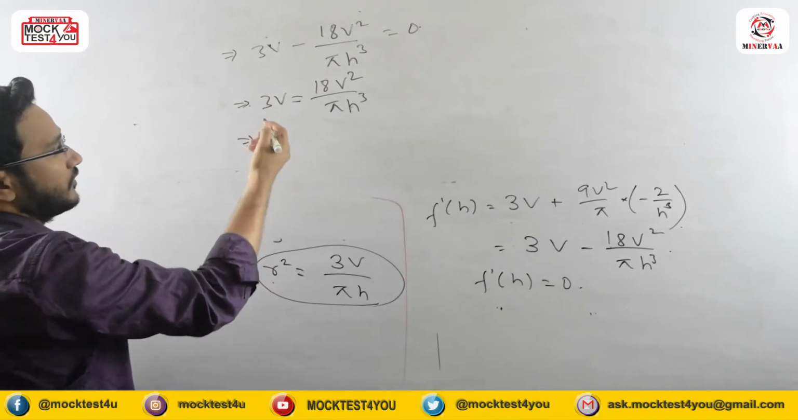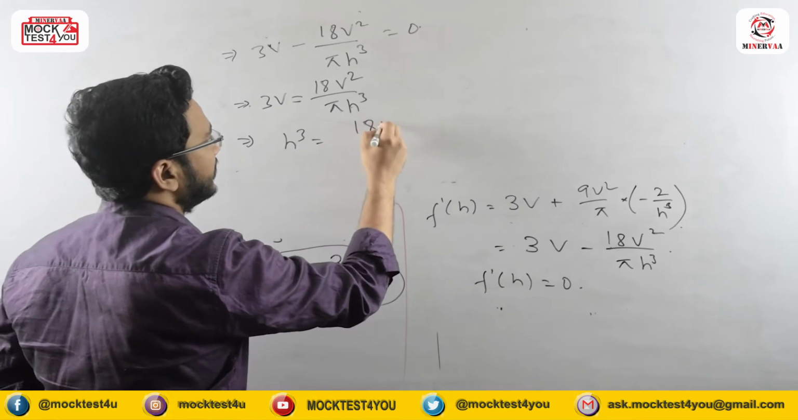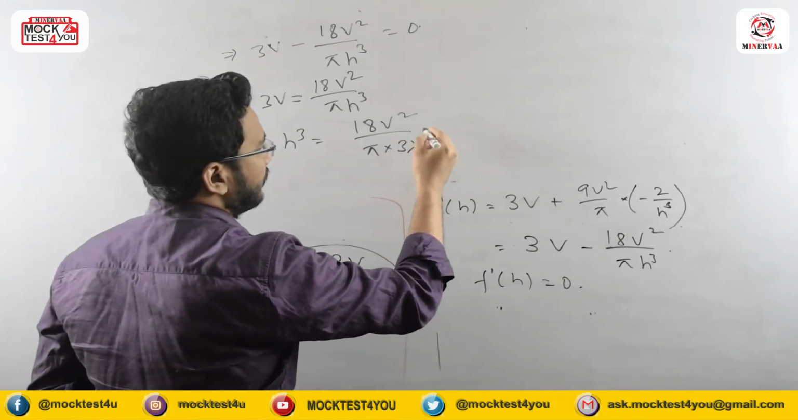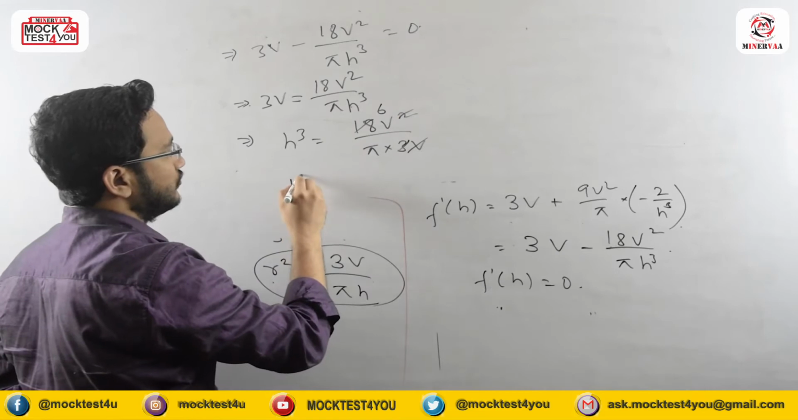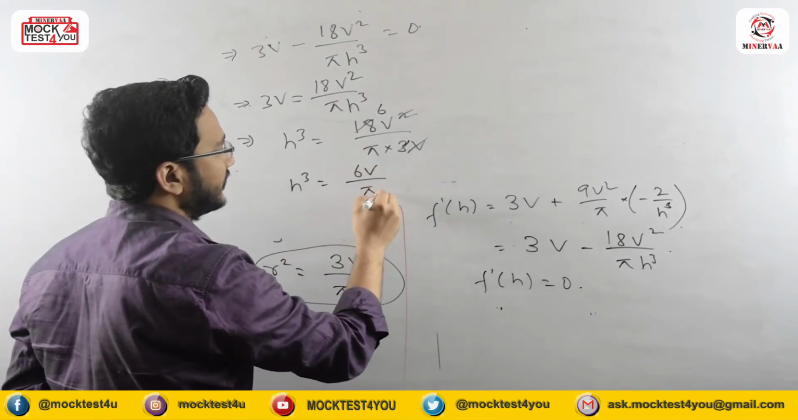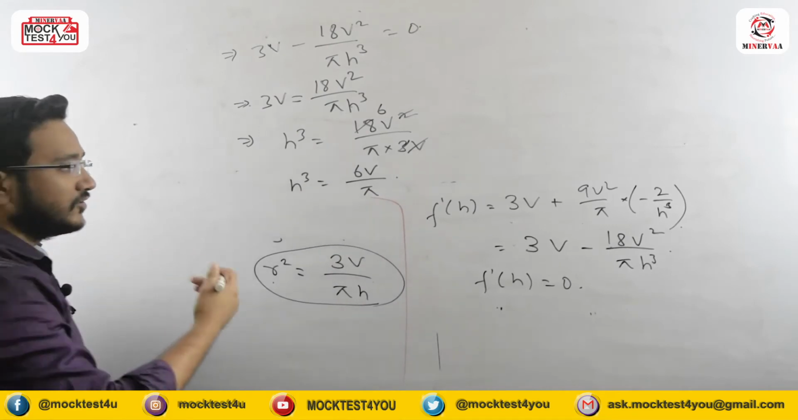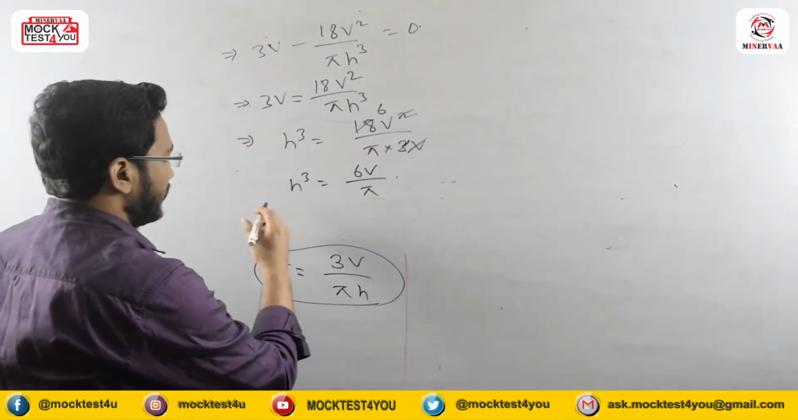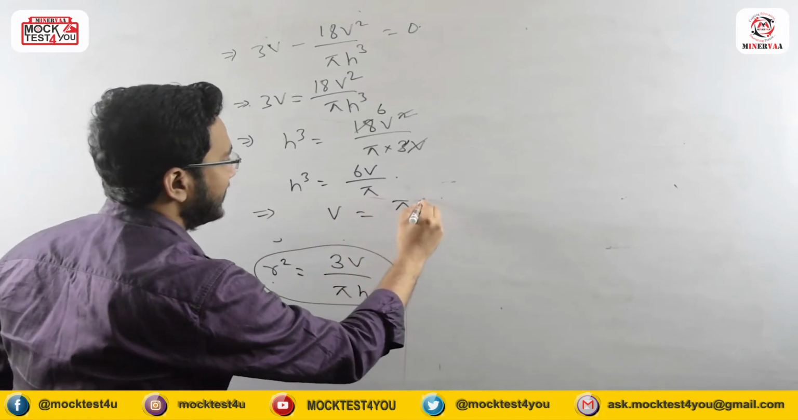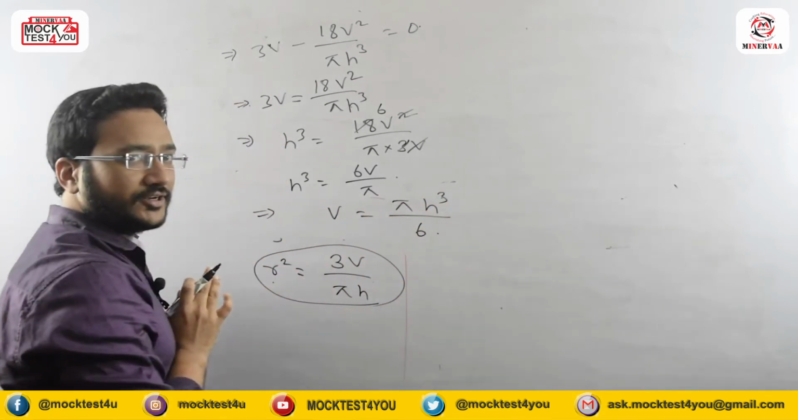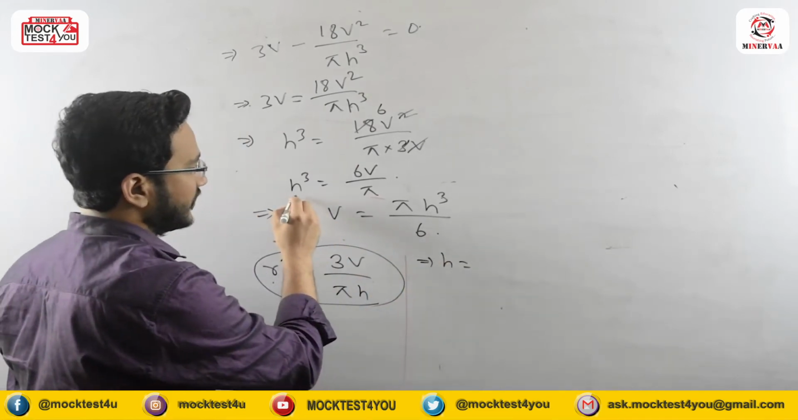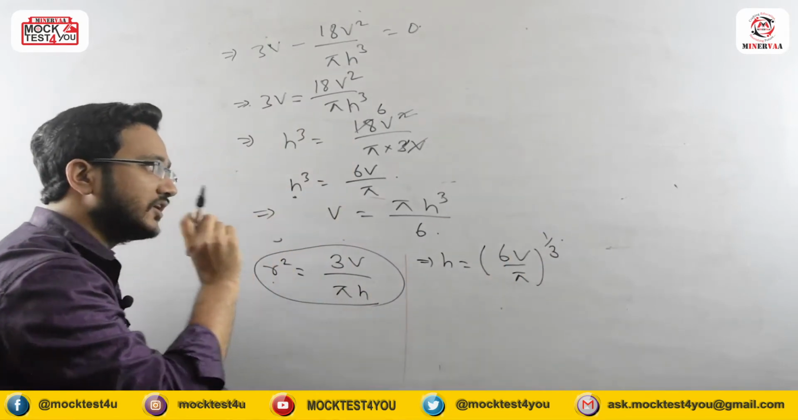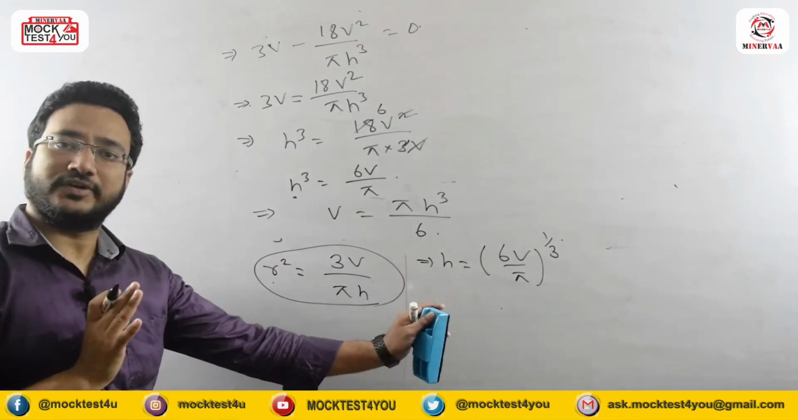Okay, so if you are finding the value of h cube, it will be 18v square divided by pi into 3v. Now v and v cancel, 3 sixes are 18, so h cube is equal to 6v divided by pi, or we can write this as v is equal to pi h cube divided by 6. And the h value, if you are finding from here, will be 6v divided by pi whole to the power 1/3. So this is the value of h we got here.